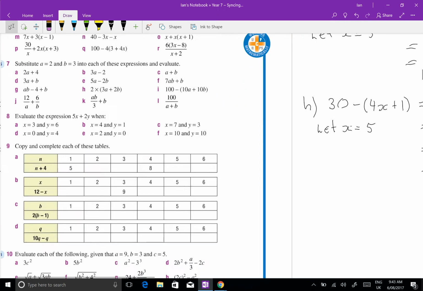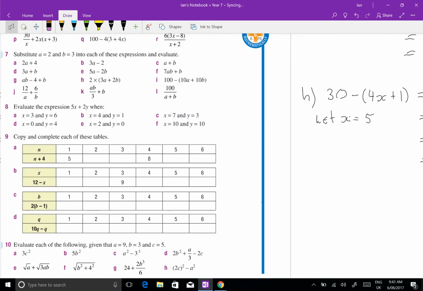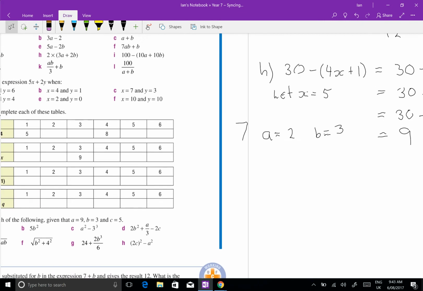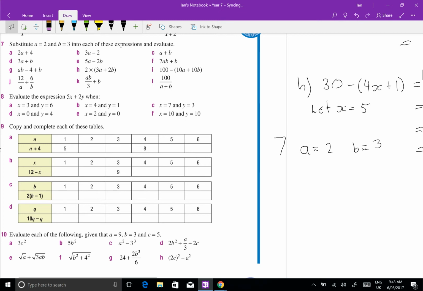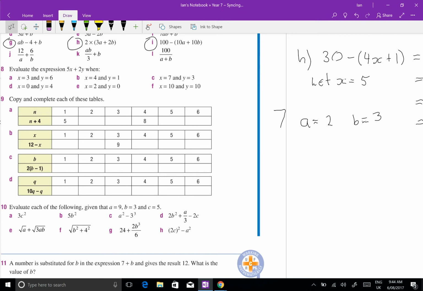What about when we have two values? So take 7. And we're going to let A equal 2 and B equal 3 into all these expressions. Well, here we go. Let's try some hard ones. We'll try G, H, and I.